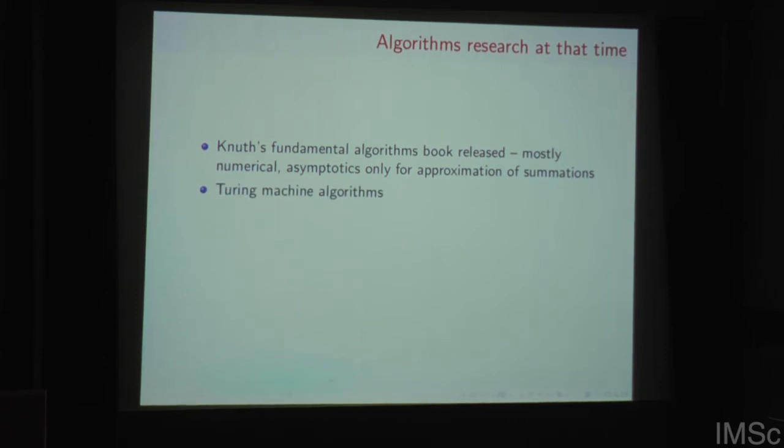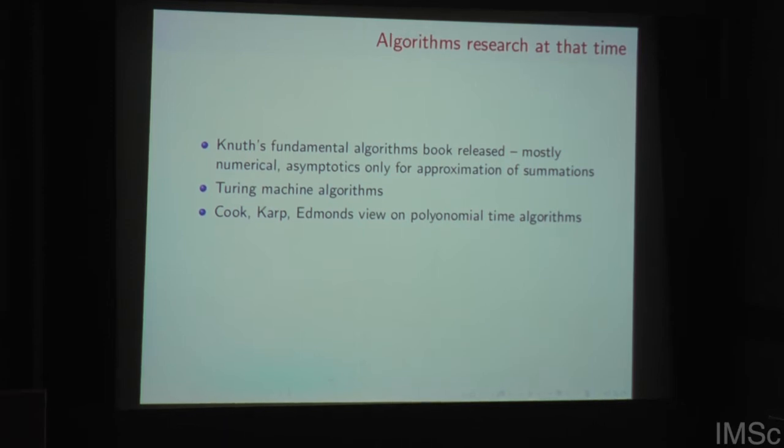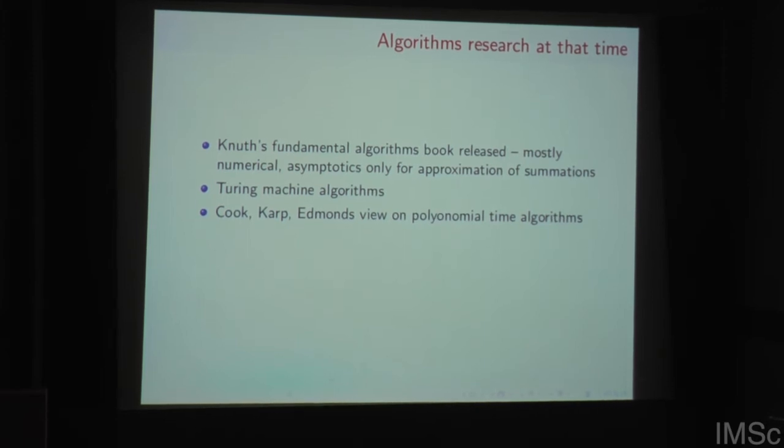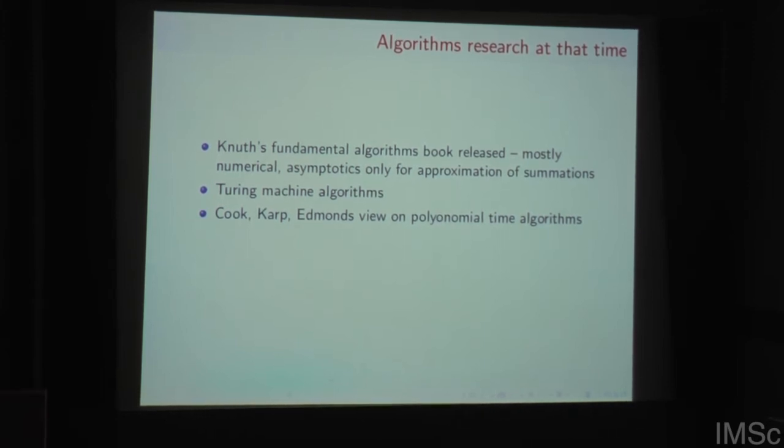So there were these Turing machine algorithms. We had Cook's 1971 paper on NP completeness, Karp, Edmonds. They were all talking about polynomial time algorithms as a notion of feasible algorithms. But again, Hopcroft and Tarjan were interested in very low level n square, n log n, linear kind of algorithms. And so they needed some way of measuring, some model.